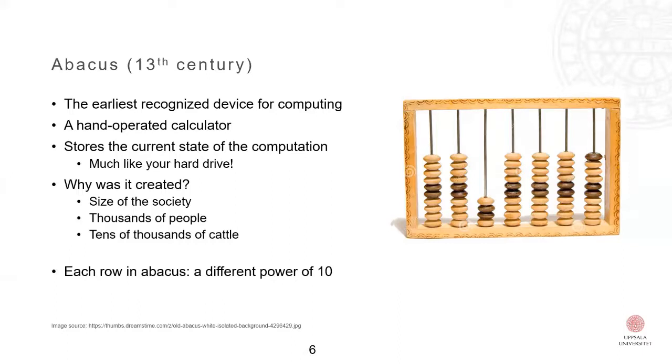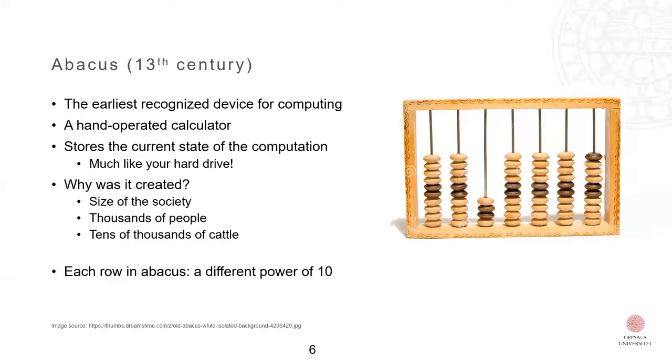And the abacus was invented because the societies were getting bigger at the time, and the computations could not be done simply by the human brain. So they needed to store the computation state somewhere and then work on it, for example, to know how many cows there are and how many people there are in the town and so on. And then they could simply do mathematical operations on them.